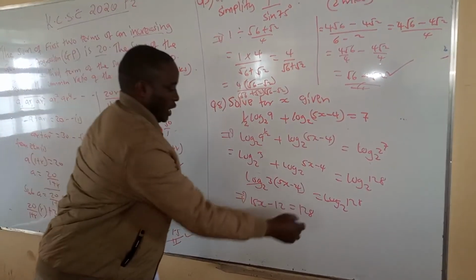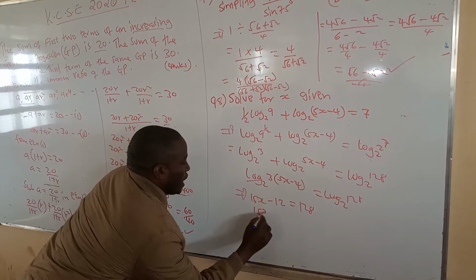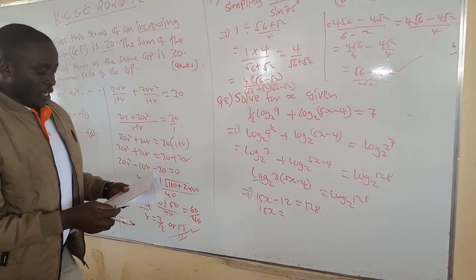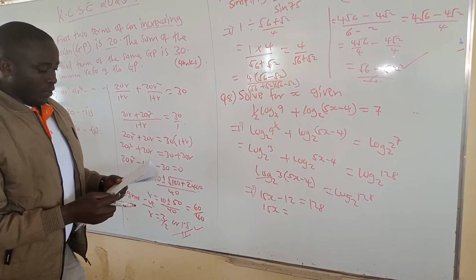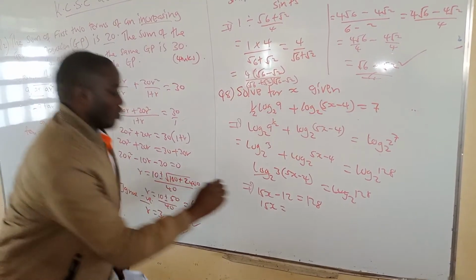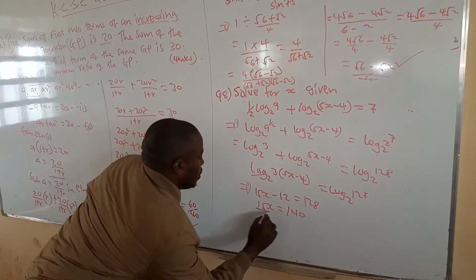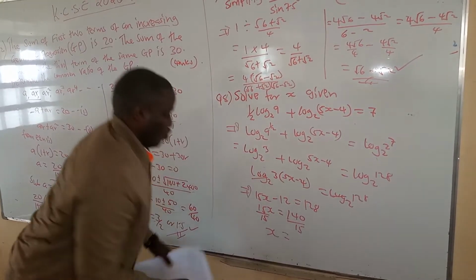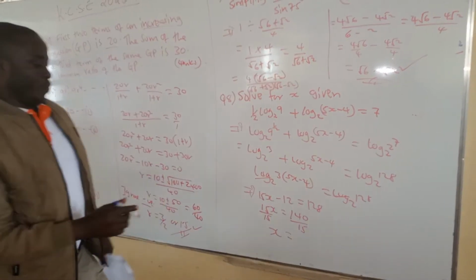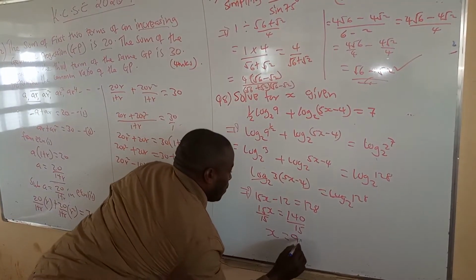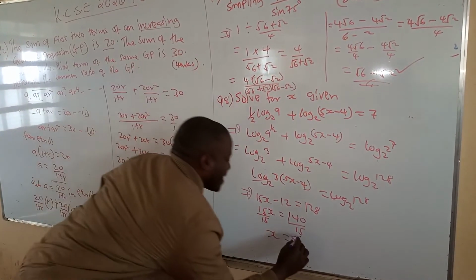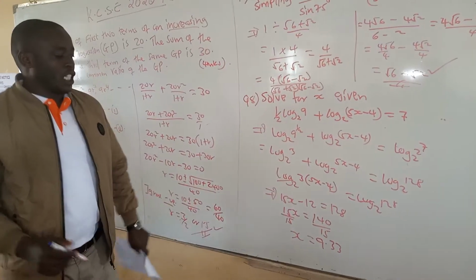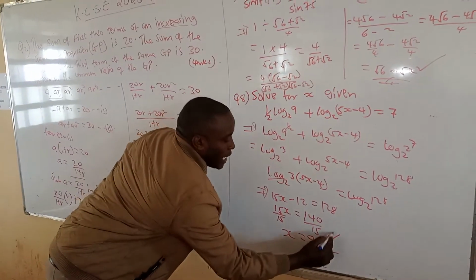So we will have to take 12 to the other side. We shall have 15x equals 128 plus 12. 128 plus 12 gives you 140. So we divide by 15. Therefore our x equals 9.3333.